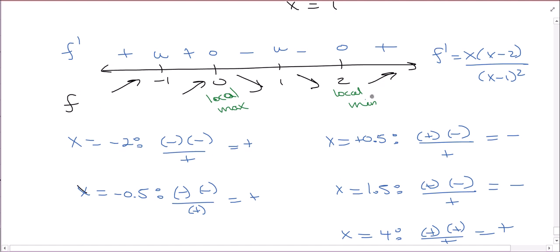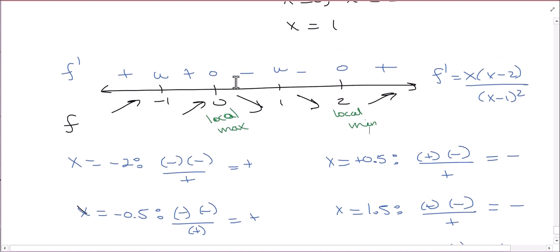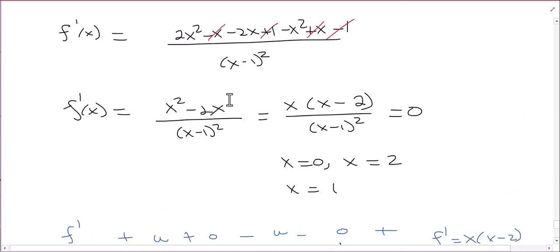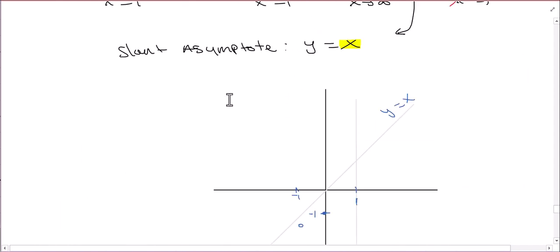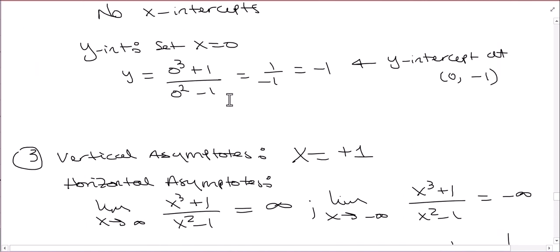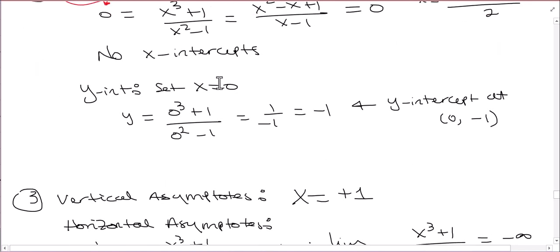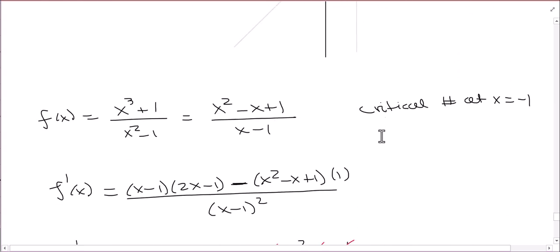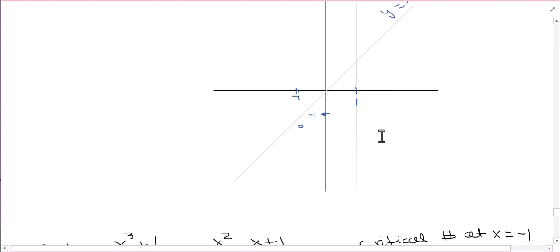So from here, can we graph the function? So you'll have a local max at 0, and remember, what happens when x is 0? That was our y-intercept. We set x equal to 0, and 0 happens to be a critical number, so you have a local max at 0, negative 1. So going back to our graph here, notice that now that means we have a local max here.